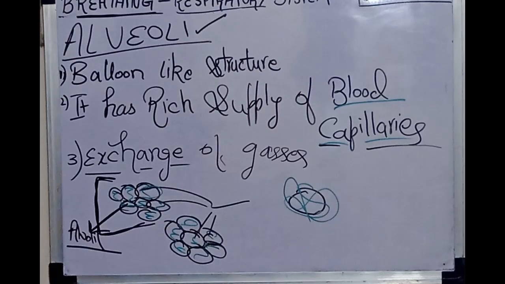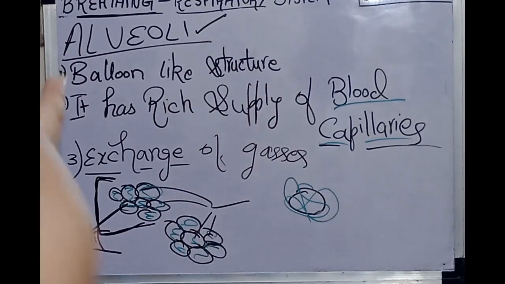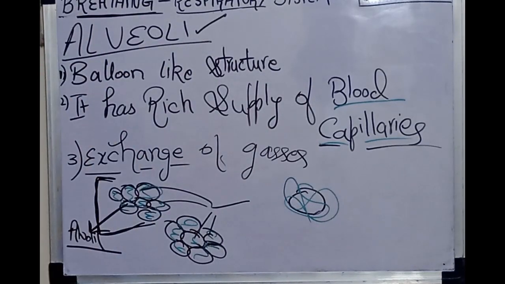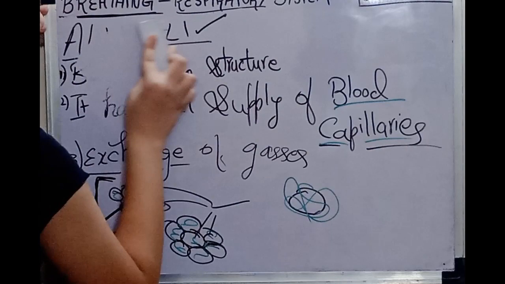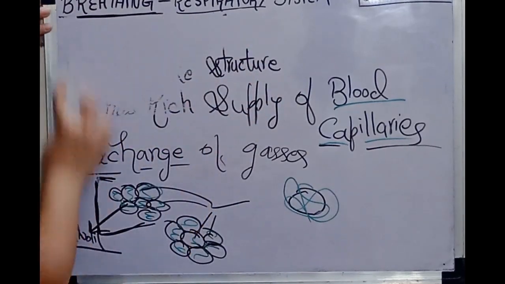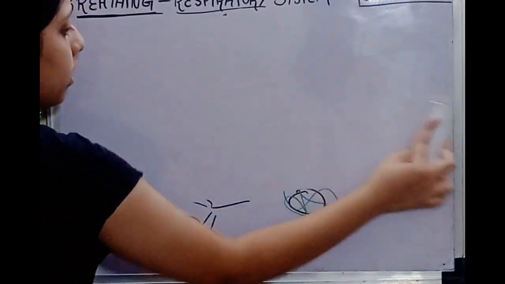alveoli बस समझ लो, ऐसे लिख लेना that bronchi is further divided into bronchioles, into alveolar sacs, and then finally into alveoli, which is a balloon-like structure. So with this, we are clear with it.